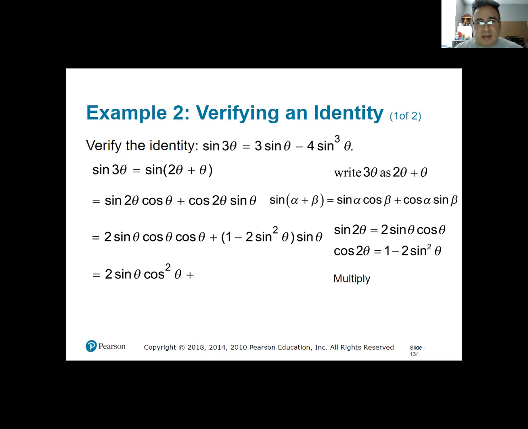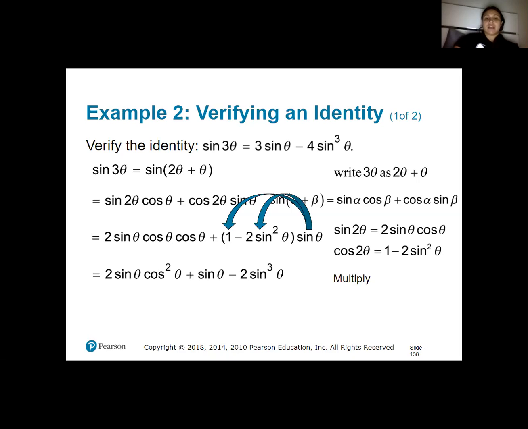So then, what about the other one? What do we do here? We have to distribute, right? So 1 times sine of theta, and then sine of theta times negative 2 sine squared of theta is going to give me what? Negative 2 sine cubed theta. Very good. Got it?